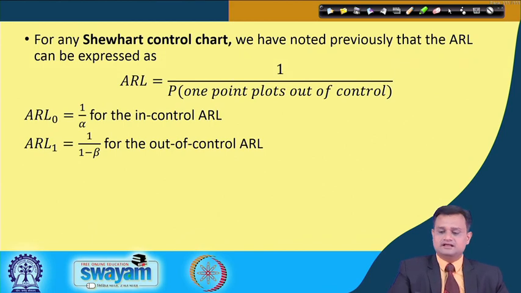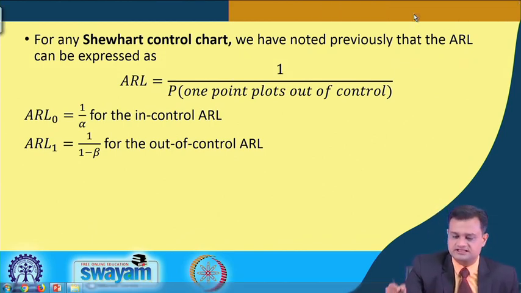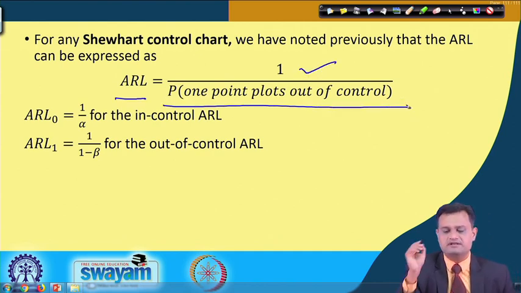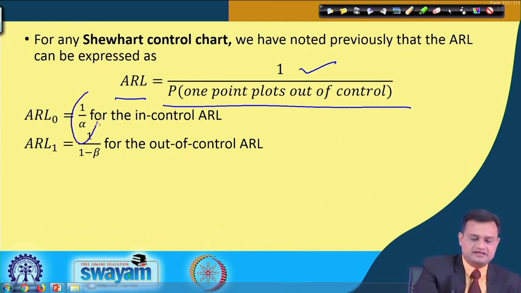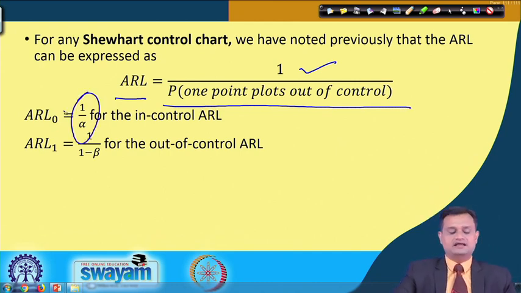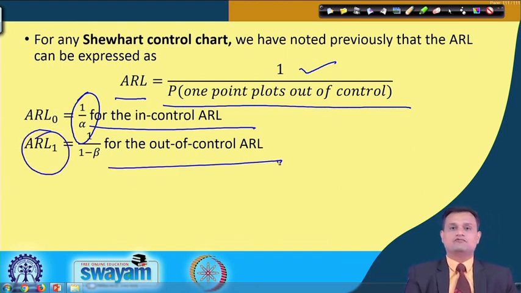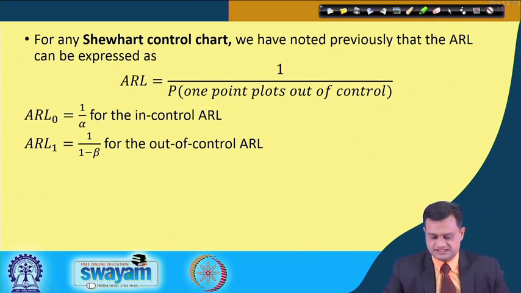So here your ARL is basically 1 divided by the probability that a point plots out of control. This can be given by 1 by alpha, and this is the in-control ARL. When I say ARL 1, for the out-of-control case, it is 1 upon 1 minus beta. So we have already seen these expressions in detail.